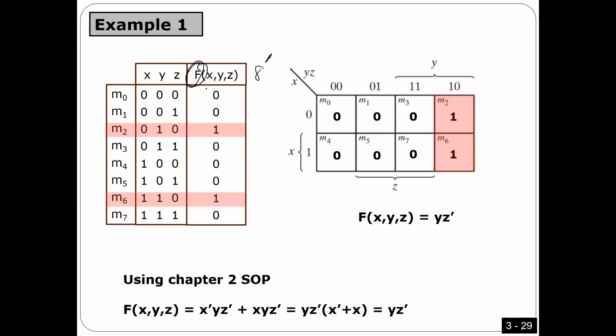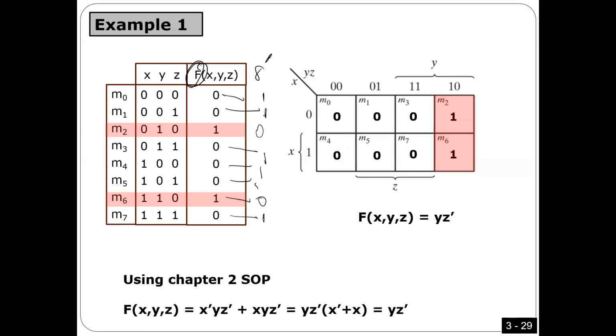In f prime, every 0 becomes 1, and every 1 becomes 0. Is that okay? So here, this is f and this is f prime. Every 0 becomes 1. Every 1 becomes 0. Is that okay?